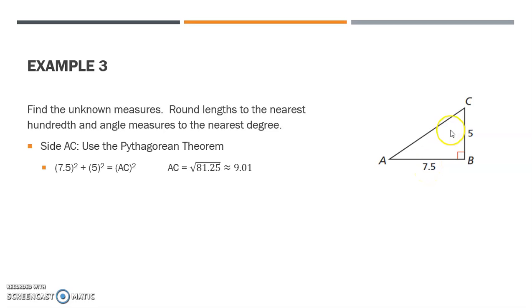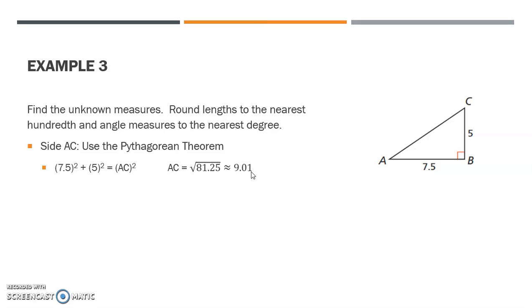So what I noticed is that AC is the hypotenuse. So I did 7.5 squared plus 5 squared equals AC squared. I just added these together in my calculator and got 81.25. Then I did a square root to solve for AC. So the square root of 81.25 is 9.01. And this is the hundredths place, the second number after the decimal, so that's rounded properly.